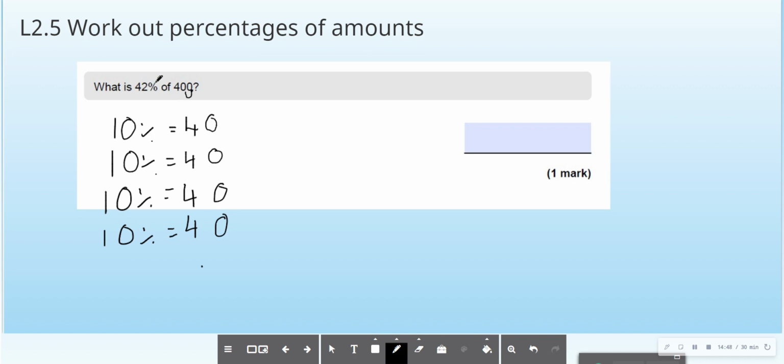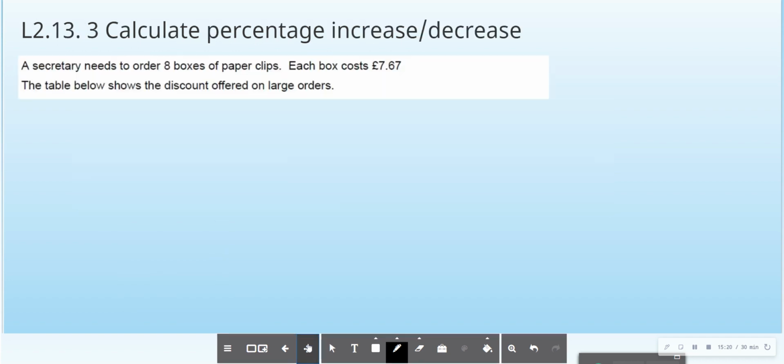Okay, and then I need 1%. To get 1% from 10%, divide that by 10 again. So 1% is going to be 4. 1% is 4 again. And then to get 42%, I'm going to add it all together. So I've got 4 and 4 is 8. 4, 8, 12, 16. 168. Okay, so you can use this method for any percentage. Find 10%, find 1%. Use the combinations to find your percentage.